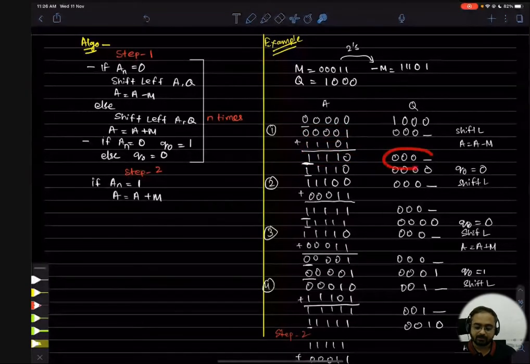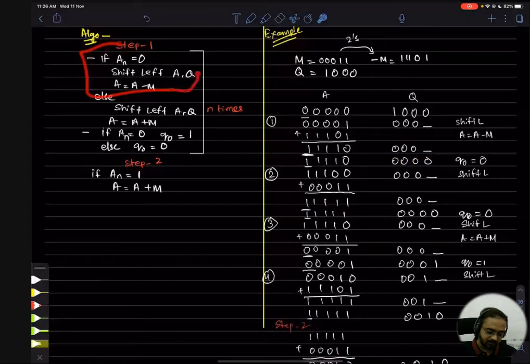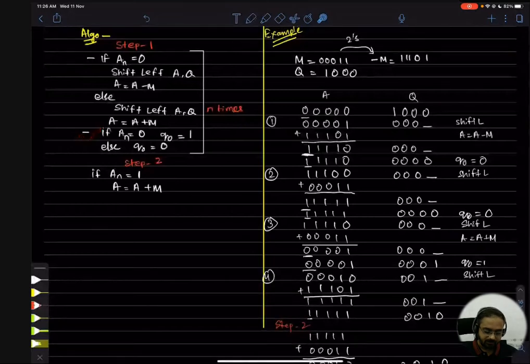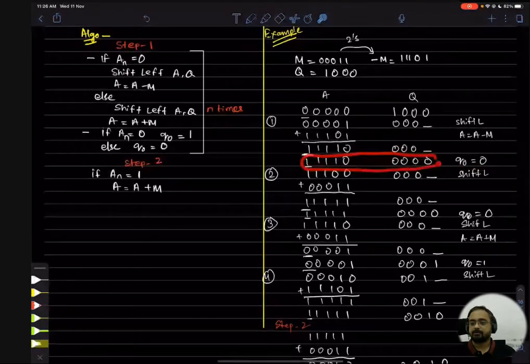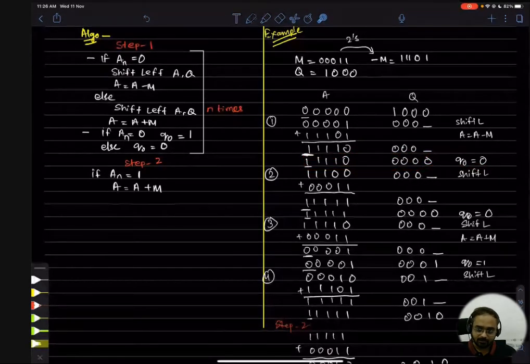And Q is the same. Next, this if step is over, so we will not do the else. We go with this case: if A n is equal to 0, q0 equal to 1, else q0 equal to 0. Is A n equal to 0? No. So we have to execute the else part, that is q0 value is equal to 0. Then we put q0 value equal to 0. This is the answer after the first round, the A and Q values.